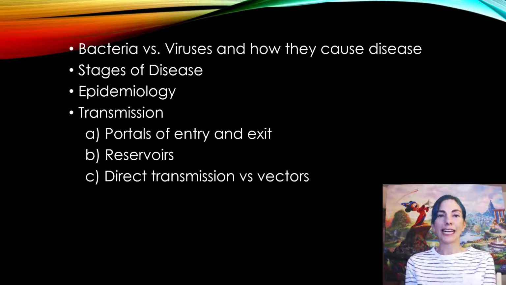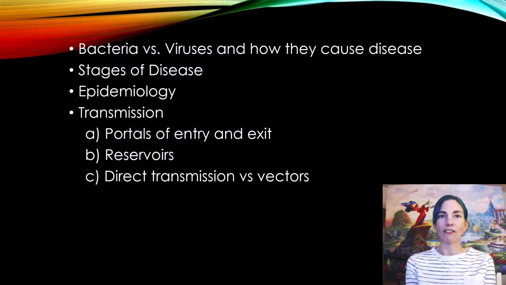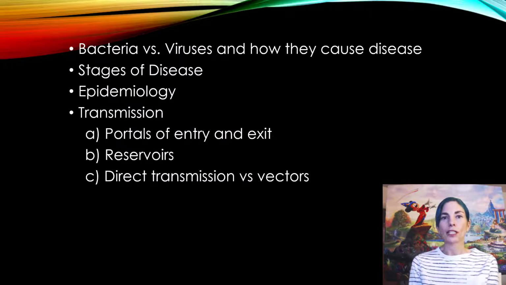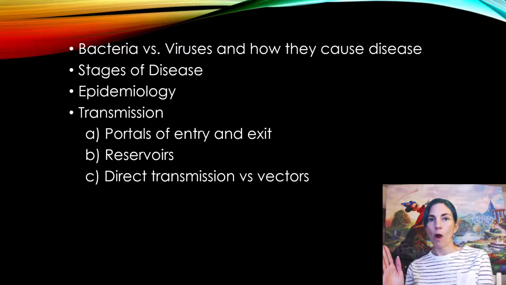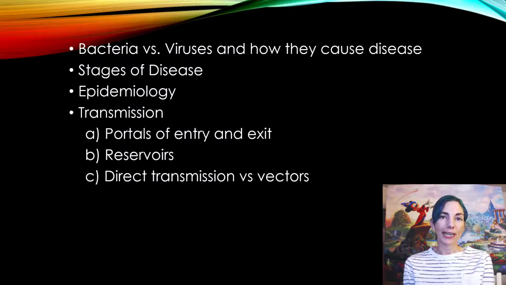Then we're going to turn and take a look at the stages of infectious disease. And then we're going to turn and take a look at a totally different angle of infectious disease, and that is epidemiology. And epidemiology also encompasses the idea of transmission, which is how does a pathogen jump from one person to another person. As part of understanding transmission, we need to understand reservoirs, we need to understand mechanisms of transmission, and we need to understand portals of entry and exit.